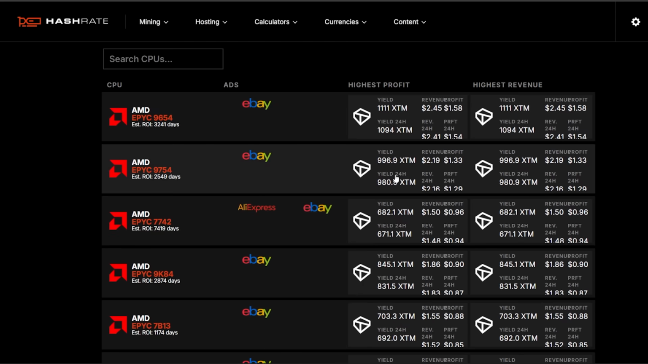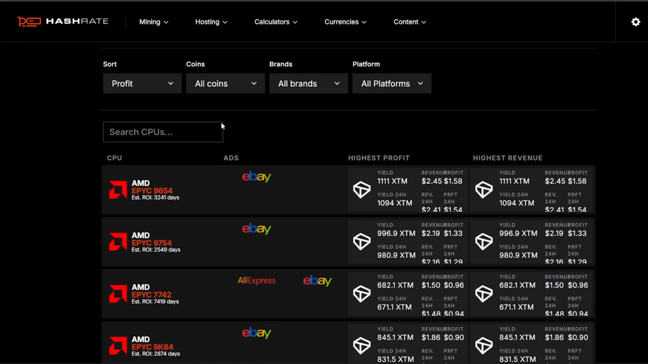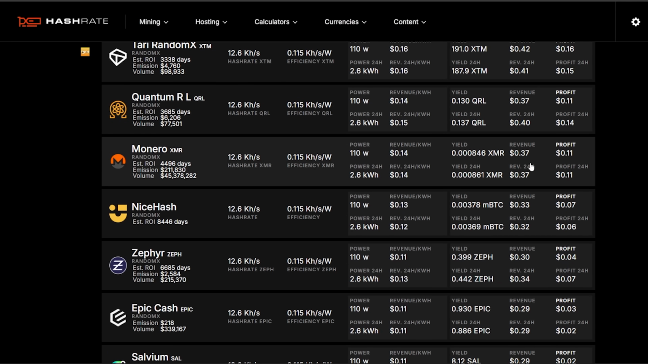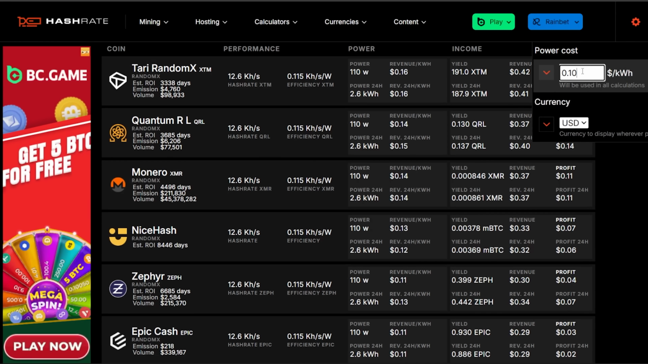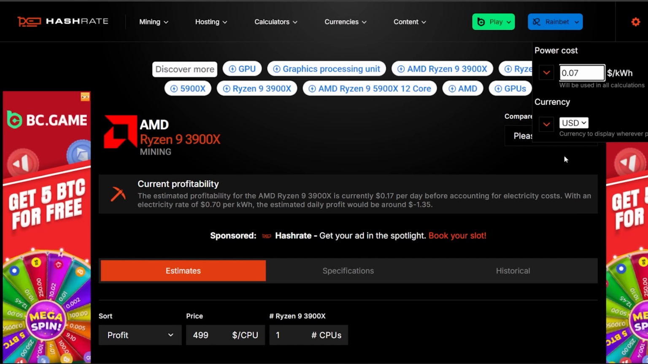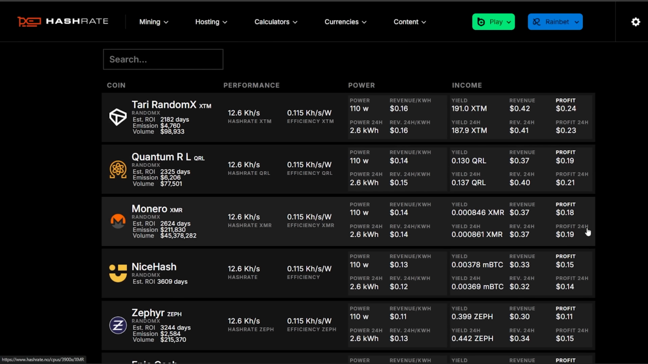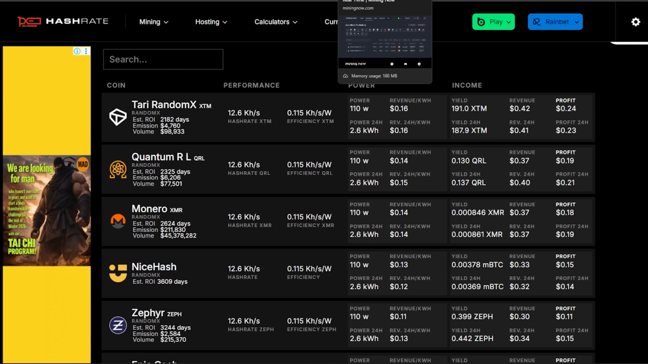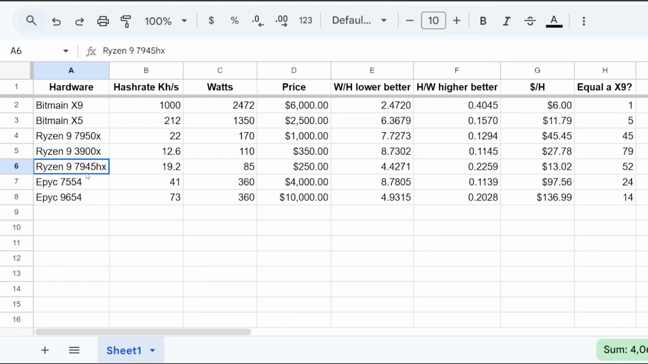CPU mining profitability is still, like I said, okay. I have 3900Xs mainly, and they're still doing okay on Monero. This is at 10 cents, I'm at 7 cents, so that's going to be a lot better. Yeah, 18 cents. I'm not making a lot, but it's still profitable. I'm probably going to sell my 3900Xs pretty soon here, because there are obviously a lot better, more efficient CPUs, 7945HXs, 7950Xs.